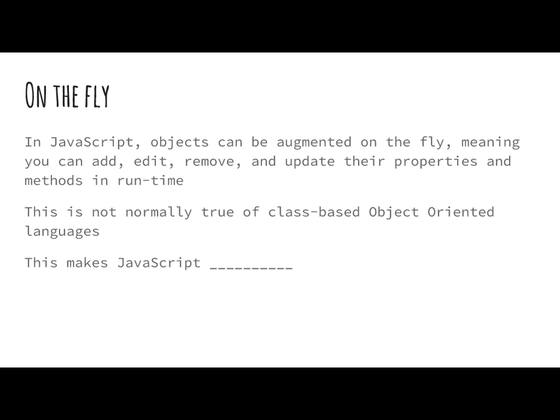Okay, so in JavaScript, objects can be augmented on the fly, meaning you can add, remove all these things, all their properties in real time, or runtime, as the program is running. This is not normal. We kind of talked about this. So this makes JavaScript what? Dangerous, crazy, powerful, special. Yeah.